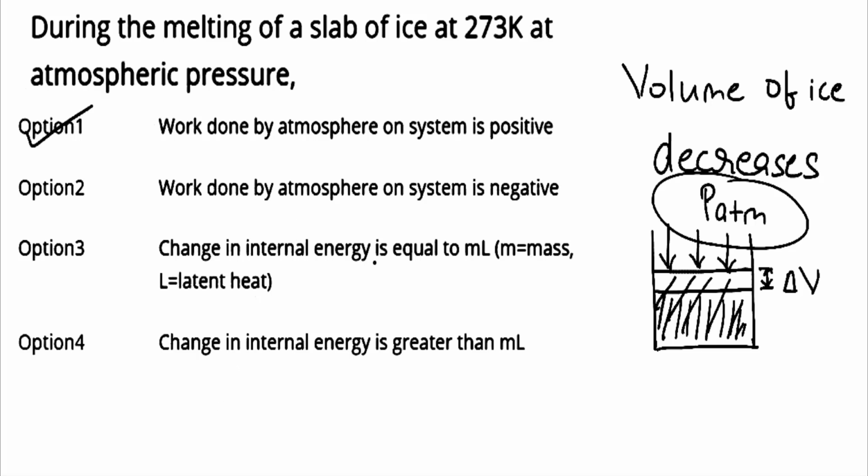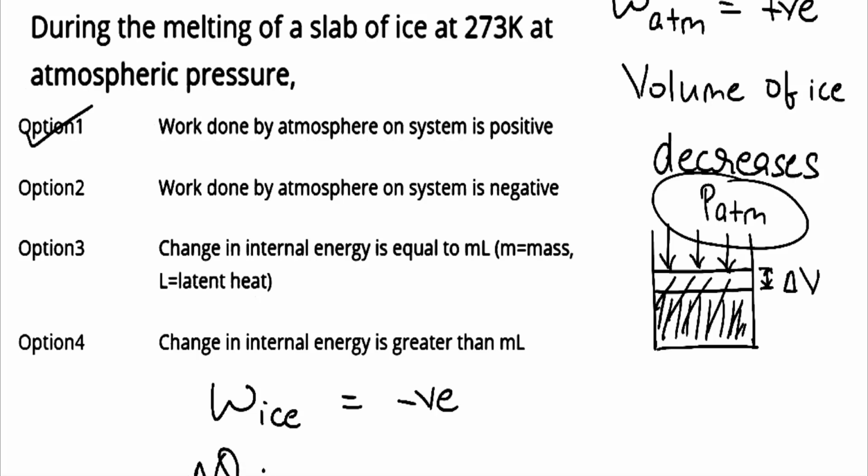Also, if we consider the ice as our system, then W ice is negative because its volume is decreasing. The first two options asked about work done by the atmosphere, and this will be positive. W ice will be negative because work is done on the ice by the atmosphere.